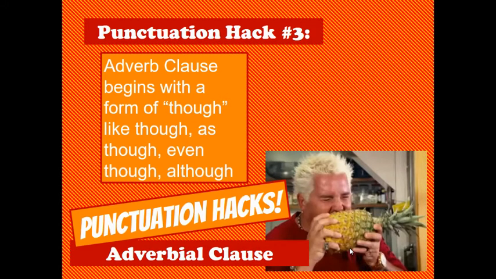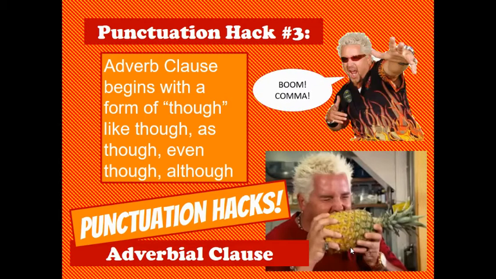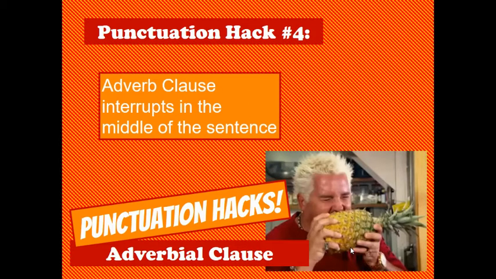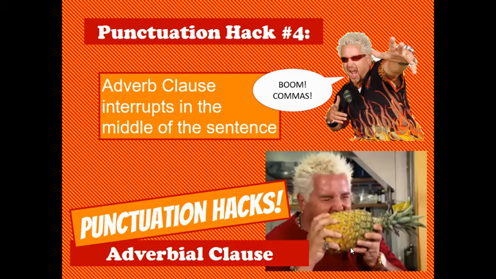Third hack, here's the exception. If it actually starts with any form of the word though, and in the English language there are 4 of them: though, as though, even though, and although. Anytime you start with one of those 4, always use the comma. So if it's at the beginning of the sentence or the end of the sentence, if you use a form of though, it always gets the comma. And lastly, if it interrupts the sentence, it always gets a comma. So once again, beginning of the sentence always gets a comma. End of the sentence doesn't take a comma. The exceptions are if it's in the middle of the sentence or if it starts with any form of though.